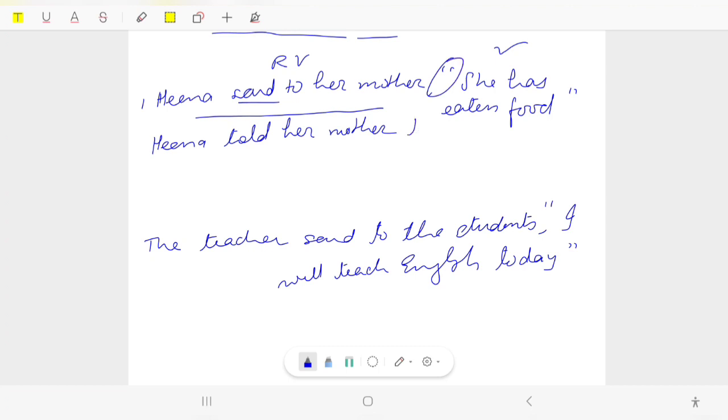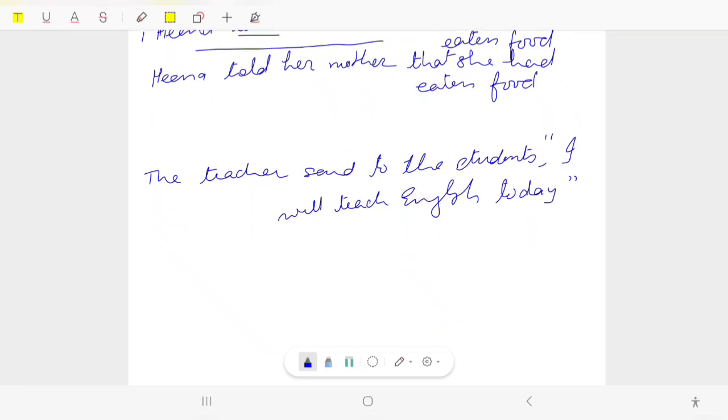Connector that. She is third person, so no change. She has, and has changes into had. So here has will go, it will become had. She had eaten food. Hina told her mother that she had eaten food.